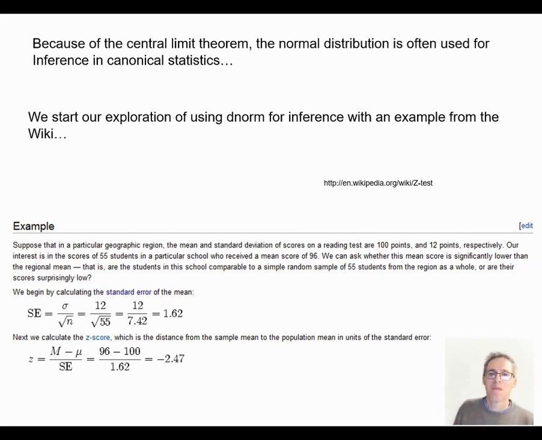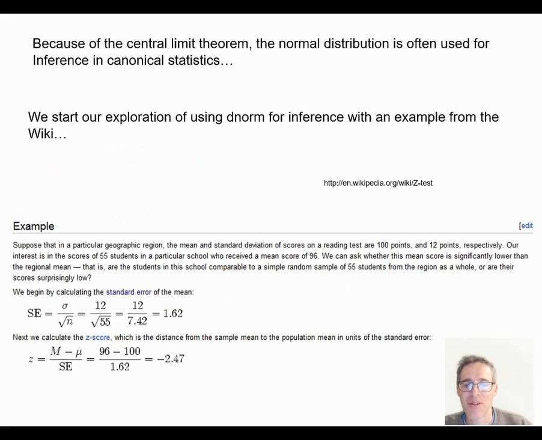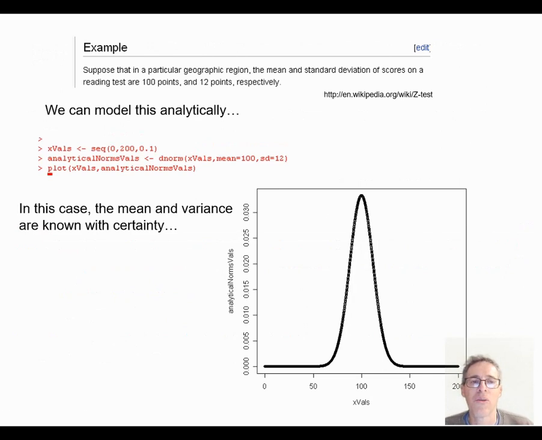So the central limit theorem tells us that the normal distribution is going to show up a lot of the time. And in part because of this, the normal distribution is often used for inference in canonical statistics. So let's take an example from the wiki where you know that there are students in a geographical region, and the mean and standard deviation of scores on our test are 100 points and 12 points. So the students are getting an average of 100 plus or minus 12, where 12 is the standard deviation. And importantly, we know this ahead of time.